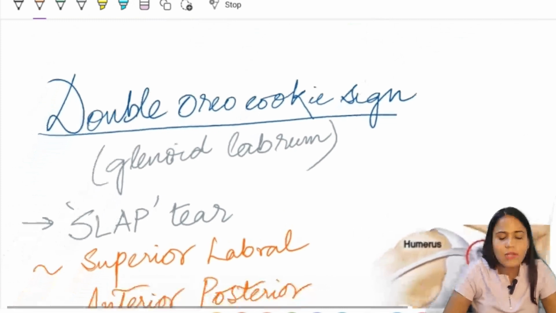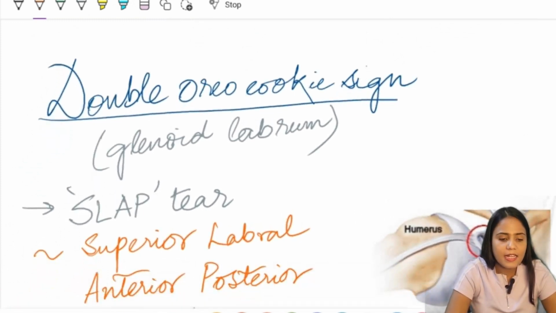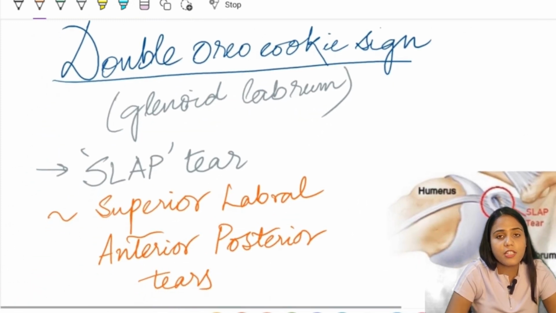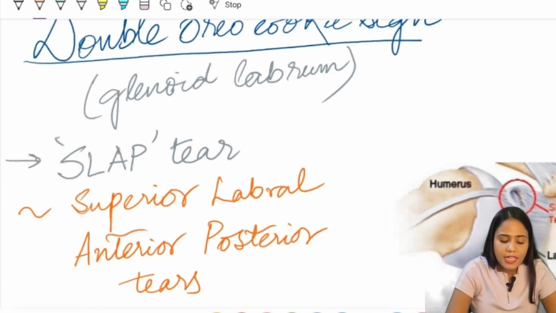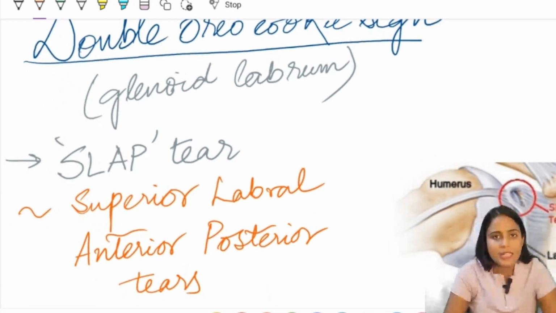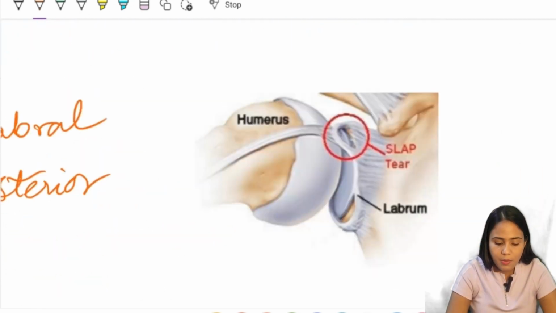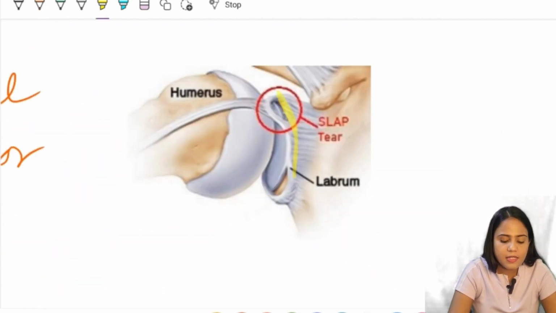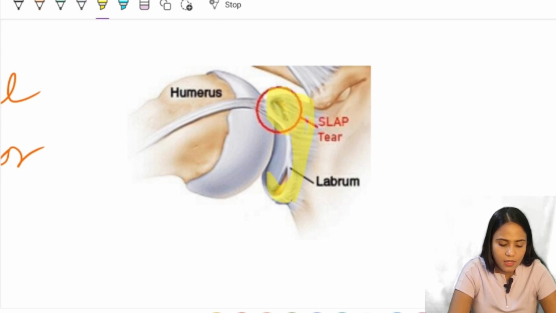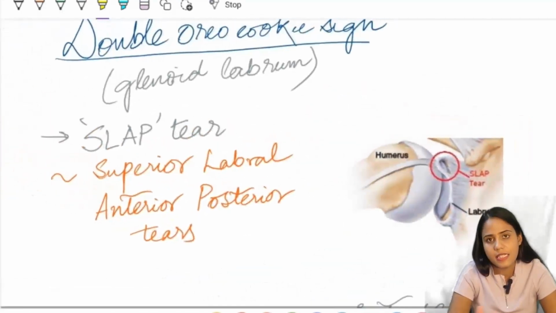Let's move on to the double Oreo cookie sign that we see in an MRI of the shoulder with respect to the glenoid labrum, in a lesion called the SLAP tear, which is superior labral anterior posterior tear. Here is an image showing the same, and this is the labrum of the glenoid, and in the superior portion of the glenoid there is an anterior tear. See, there is this tear here. This is a SLAP lesion.